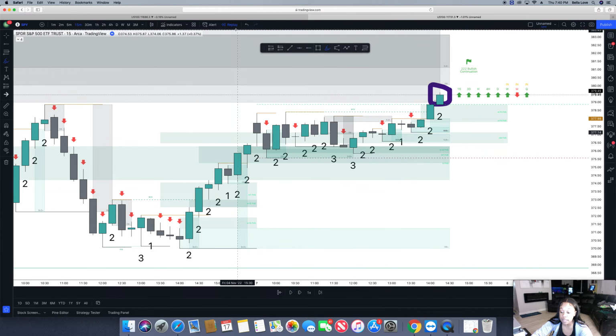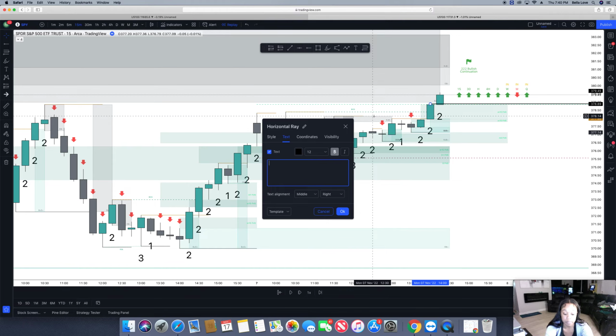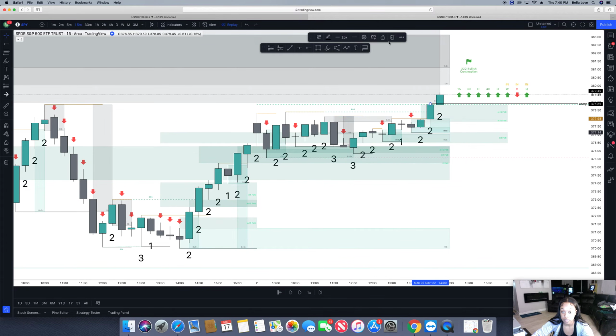Sometimes it does hit my stop loss, and that's cool with me. Sometimes it doesn't, and I'm able to catch a great scalp trade and just have a good trade. So if you guys weren't already in a trade and you'd seen this fair value gap form on a 15-minute, that could have been your entry.